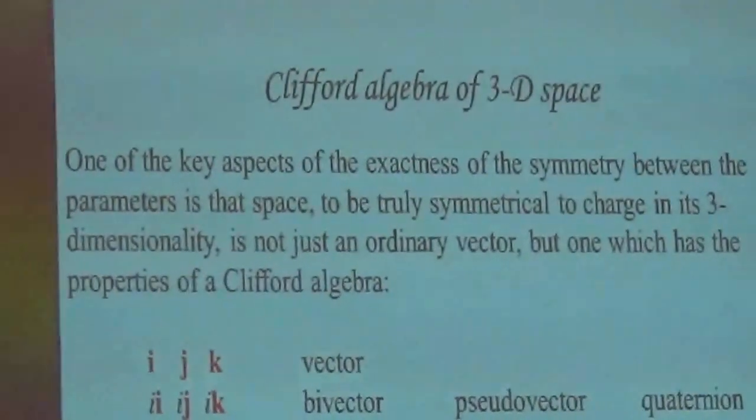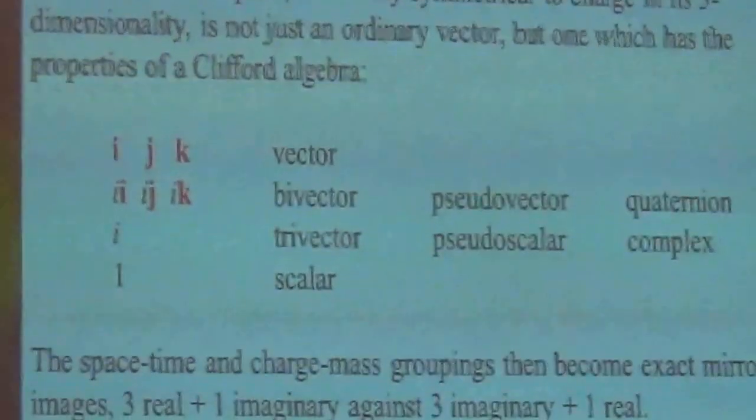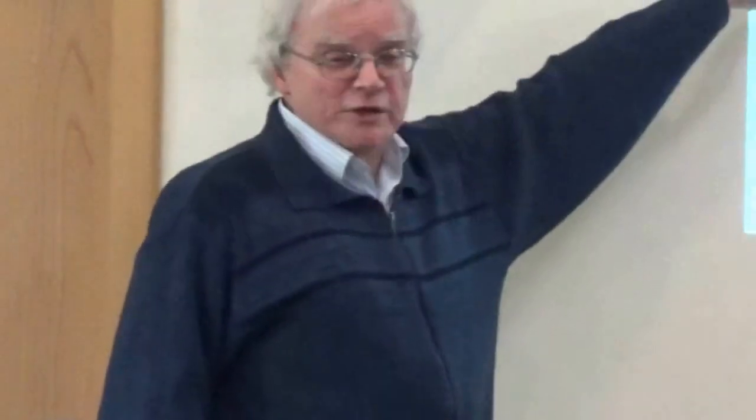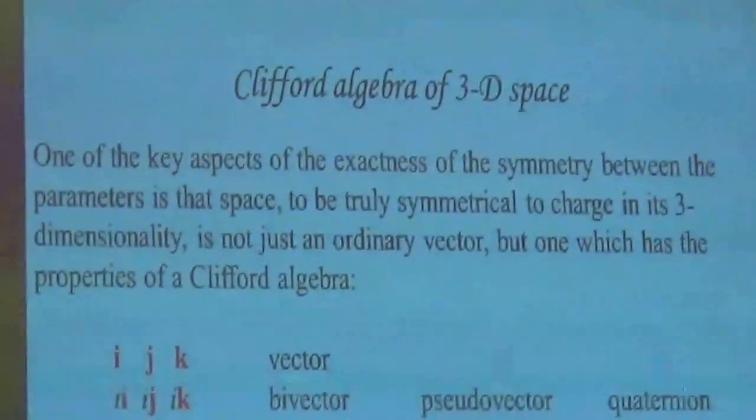Okay. Now, one of the key aspects of this symmetry is that one can express it using algebra alone. So, one of the key aspects, I've got to say that space is a three-dimensional quantity, and by the way, you can only have three dimensions if you've got dimensions, there aren't any other, in this sense. So it's not just an ordinary vector, it's one with the properties of a Clifford algebra. This is a Clifford algebra. You have vectors, then you have imaginary vectors, which are called bivectors, pseudo vectors, or quaternions, depending on how you derive them. And you have imaginary numbers, which are also called trivectors, complex numbers, or pseudo scalars, and you have scalars. And the full algebra requires all of this. And of course, area is a bivector, volume is a trivector. It's completely standard, well established.